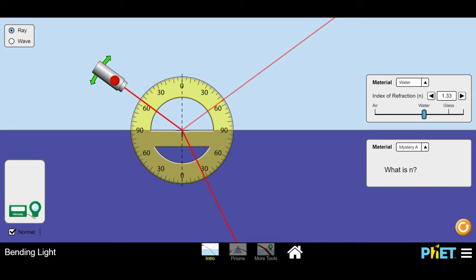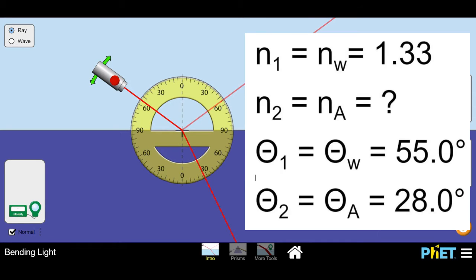Now let's solve this one without Hyperphysics. I'll start by identifying the variables. Instead of using N1, I'm going to use NW since it gives us the index of refraction for water. I'll use NA instead of N2 for mystery material A. We will use theta W for the incident angle since this angle is in the water, and theta A for the angle of refraction because this angle is in material A.